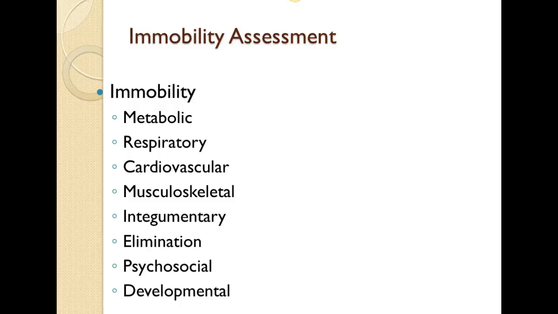The musculoskeletal assessment includes assessing muscle strength and tone, loss of muscle mass, incidence of contractures, and range of motion. The skin needs to be assessed for integrity or early changes in skin condition. When assessing the elimination system, intake and output, bowel sounds, and bowel and bladder habits need to be checked. During the psychosocial assessment, you will focus on the patient's emotional state, behavior, and sleep-wake cycle. The developmental assessment looks at how immobility affects the normal development of patients across the lifespan.